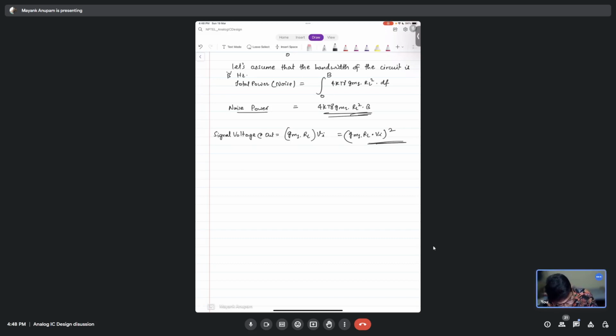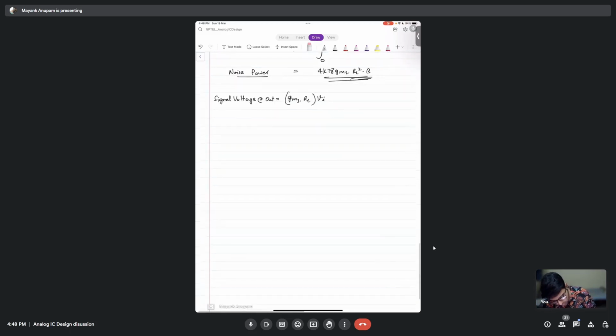Now this is your signal output. What is the power? Squared divided by RL, right? GM1 times RL times VI, the whole square. We have to find the total output voltage and simply square it. Why are you saying divide by RL? That's how we find the power in a circuit, V squared by R or I squared R, power dissipation. Okay, I get it, it is different.